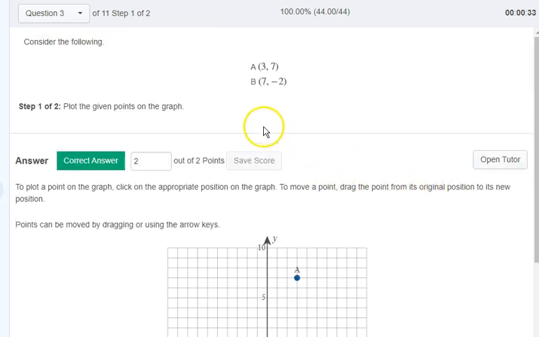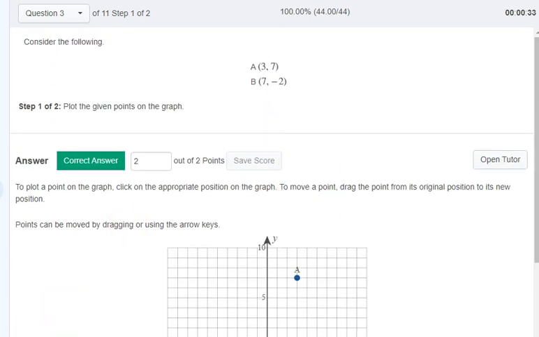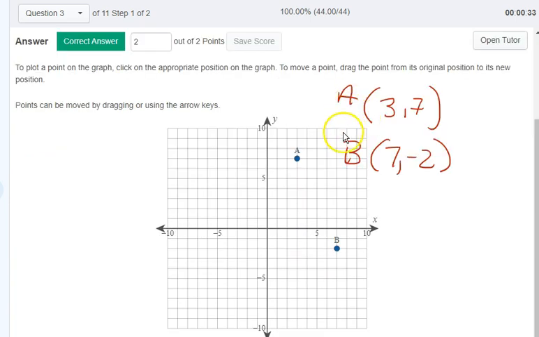Now here we're asked to graph these 2 points just by moving the dot and placing it. Well, again, it's an ordered pair. So we go, let's see here. For A, it would be 3, 7, so over 3, 1, 2, 3, and then up 7, and then dropping the point. And for B, it would be 7 to the right, and then -2 down. All right, so well done.